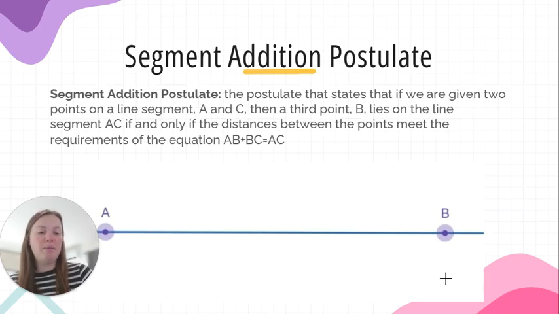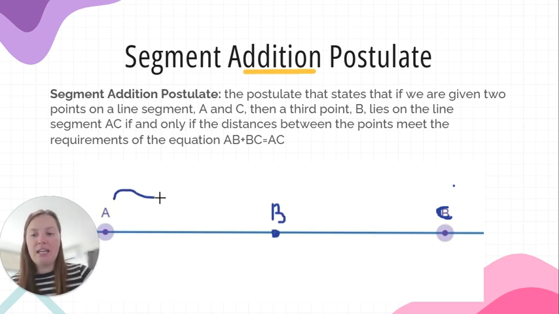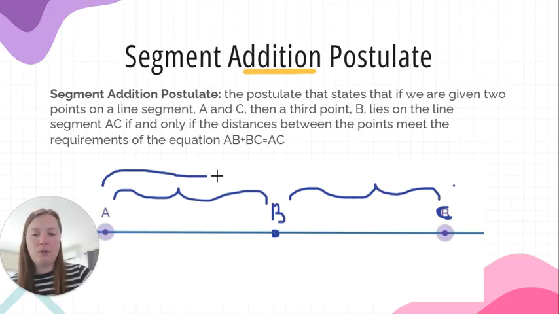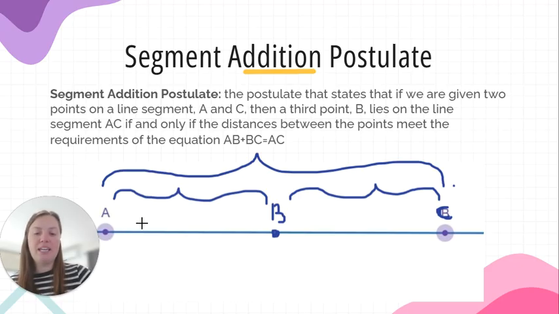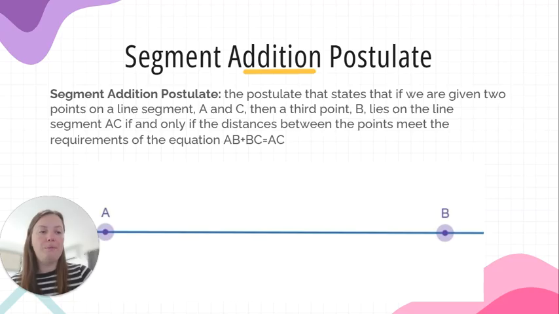Segment addition postulate. And I'm going to change this up. We're going to say that this is side C here. Okay. So what the segment addition postulate says is that if we have a line segment AC and some third point B that cuts it, then that means that AB plus BC is equal to the length of AC, okay? So basically we can cut it at any point, but if we add up the two parts, it's going to be equal to the whole.